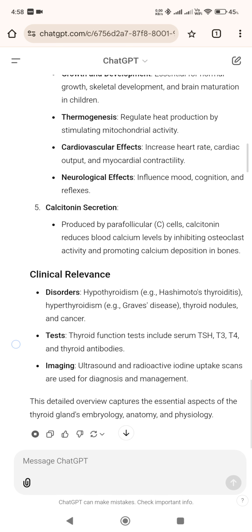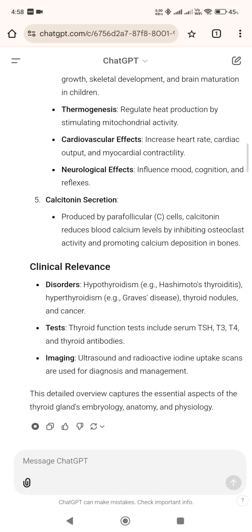5. Calcitonin secretion, produced by parafollicular C cells. Calcitonin reduces blood calcium levels by inhibiting osteoclast activity and promoting calcium deposition in bones. Clinical relevance. Disorders: hypothyroidism, e.g. Hashimoto's thyroiditis, hyperthyroidism, e.g. Graves' disease, thyroid nodules, and cancer.